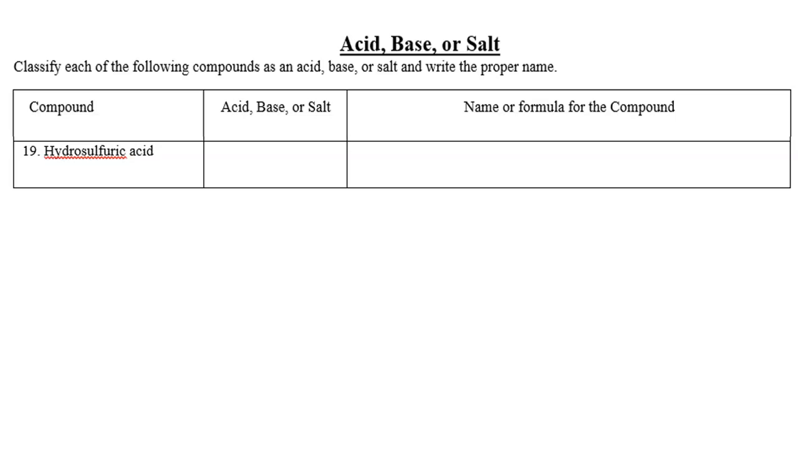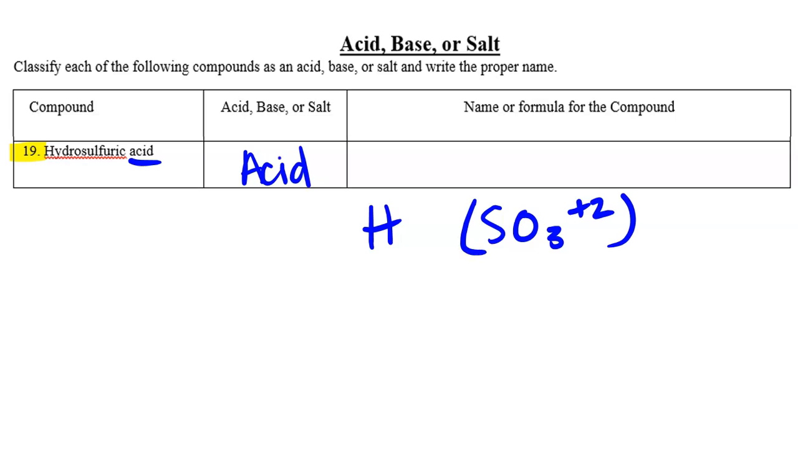All right, moving on to number 19, we've got hydrosulfuric acid. We got acid right there, so this is going to be an acid. And then we can go ahead and write out my formula. Hydrosulfuric is going to have both hydrogen and sulfuric acid is SO3 2-, so sulfate. All right, hydrogen is +1. Then we crisscross, so it's going to be H2SO3. And that's it for today.